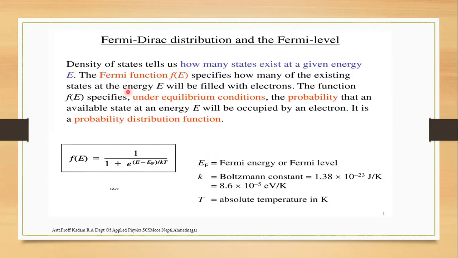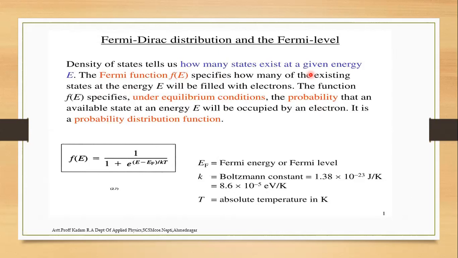Okay, the density of states tells us how many states can exist at a given energy. The Fermi function, the Fermi Dirac distribution, F(E), specifies how many of the existing states of energy E will be filled with electrons. The Fermi function, under equilibrium condition, is the probability that an available state of that energy will be occupied by an electron. It is the probability distribution function.